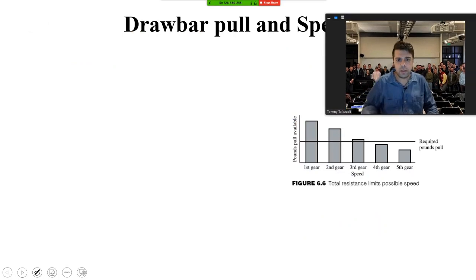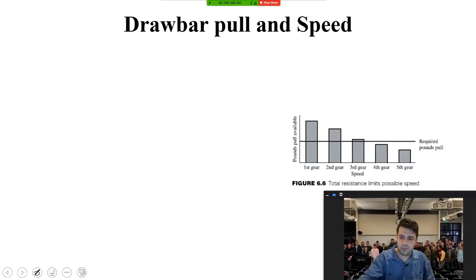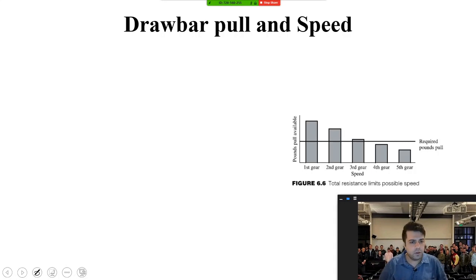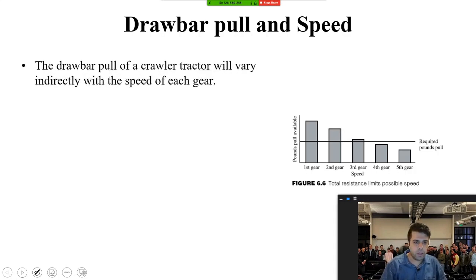Drawbar pull and the speed of the vehicle. The drawbar pull of a crawler tractor will vary indirectly with the speed of each gear. Remember when we did the rim pull example and we said the faster you go, the less rim pull force the machine can generate? We have the same story about the drawbar pull and the speed. It means the faster you go, the less drawbar pull you can get.